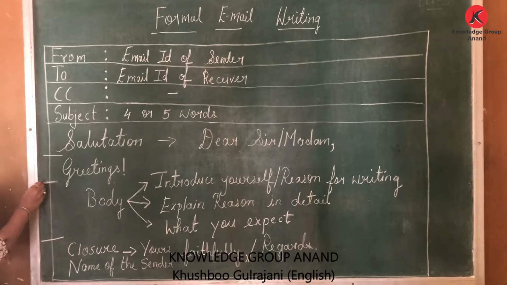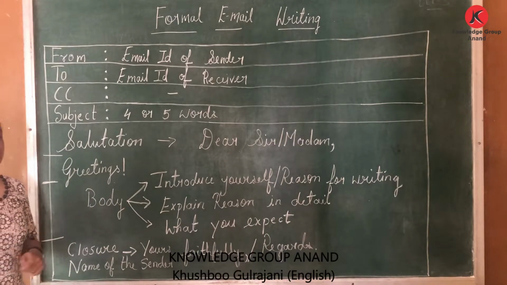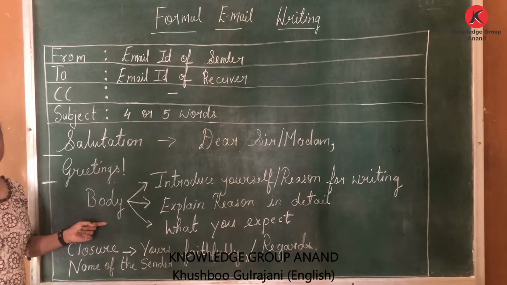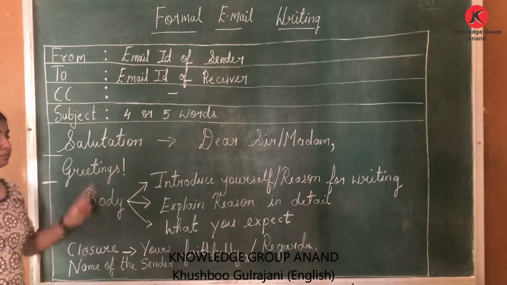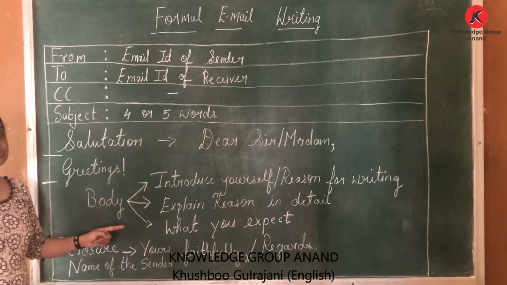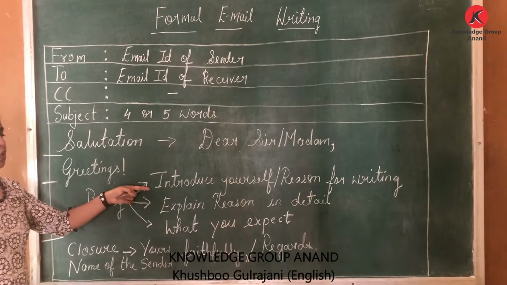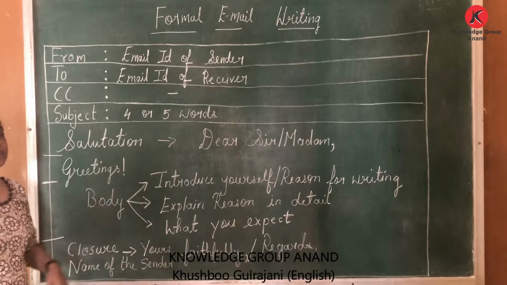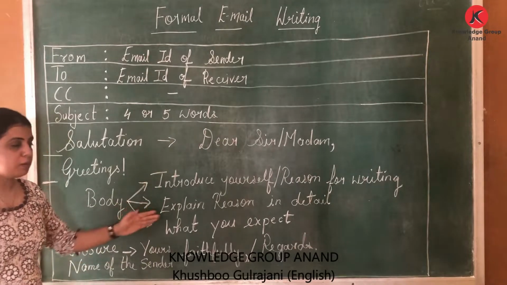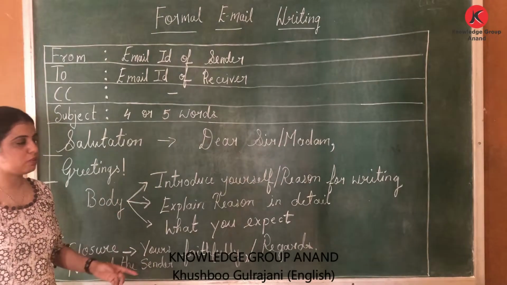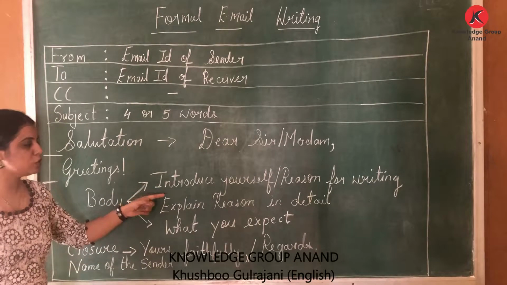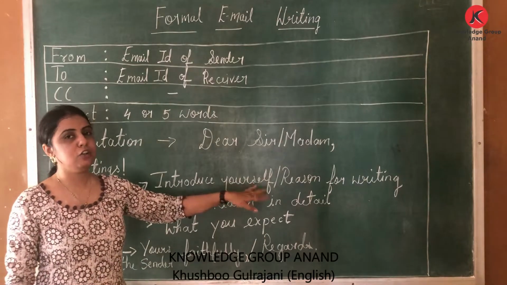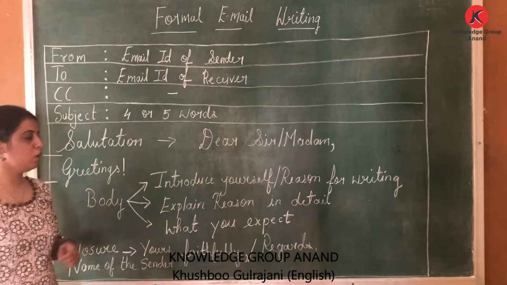After that again, we are going to leave a line and move towards our main body paragraph. Okay, this is the most challenging part because in the first paragraph you have to first of all introduce yourself. Three points means you are going to make three paragraphs. The first paragraph will comprise introducing yourself, and you have to mention the reason for writing your email.